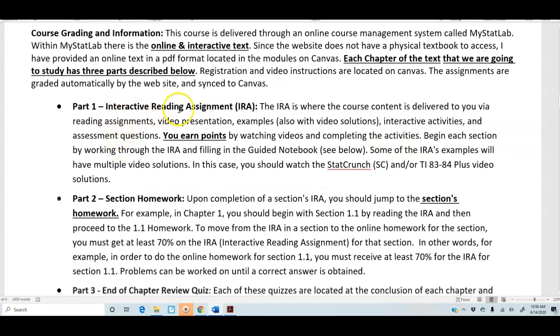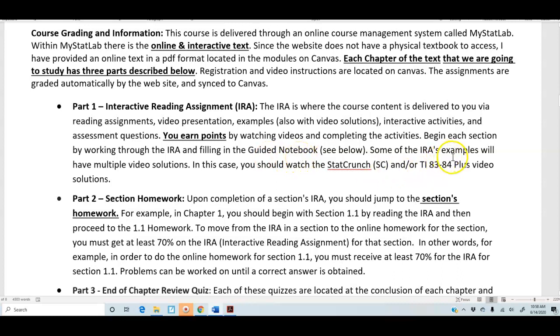Part 1, Interactive Reading Assignments, or IRA. The IRA is where the course content is delivered to you via reading assignments, video presentations, examples, which are also with video solutions, interactive activities, and assessment questions. You earn points by watching videos and completing the activities. You begin each section by working through the IRA and filling in the guided notebook, which you'll see below.